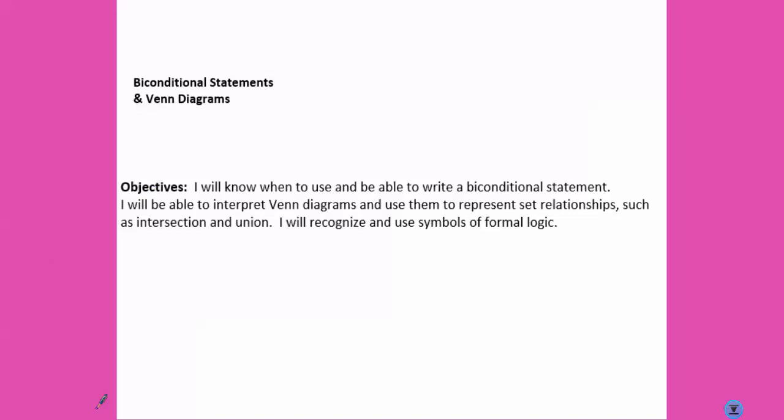Today we're going to be learning about biconditional statements and Venn diagrams. Our objectives are that we will know when to use and be able to write a biconditional statement. We will be able to interpret Venn diagrams and use them to represent set relationships such as intersection and union, and we will be able to use symbols of formal logic.